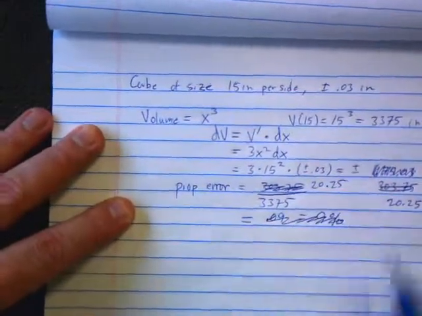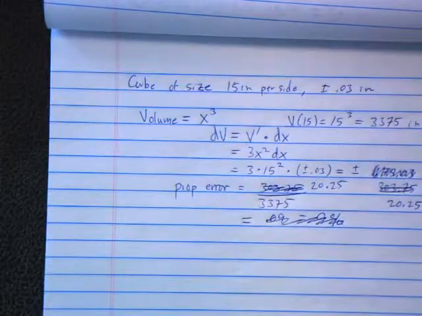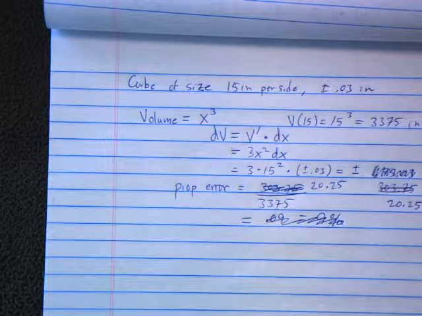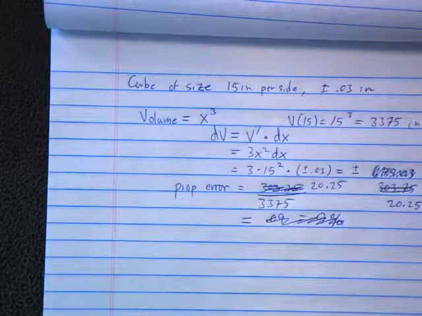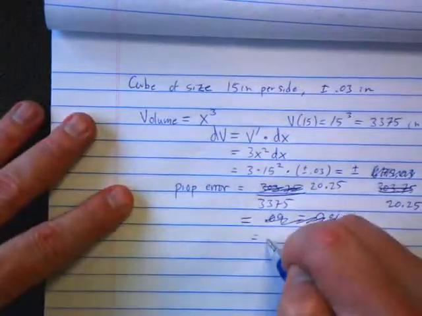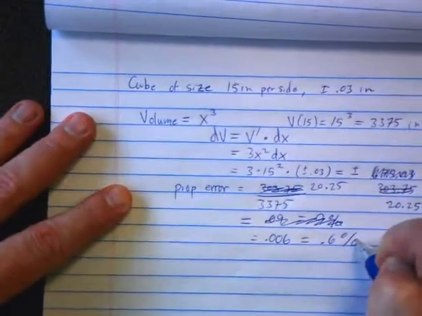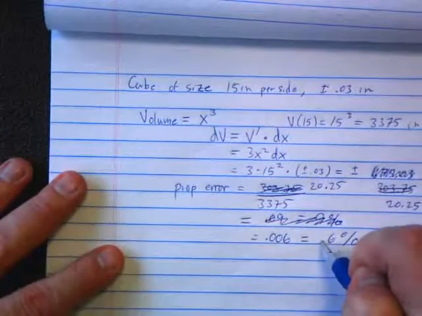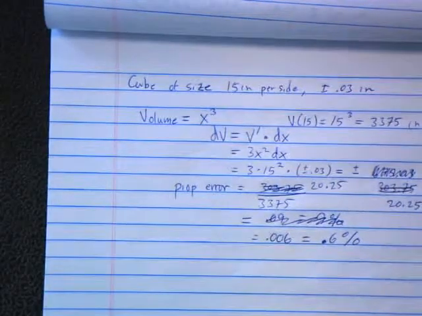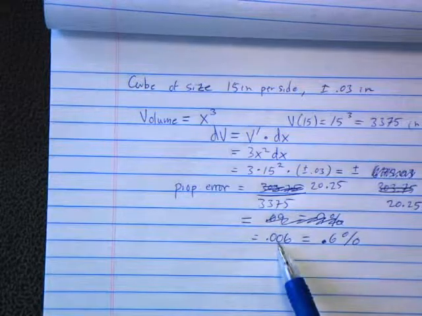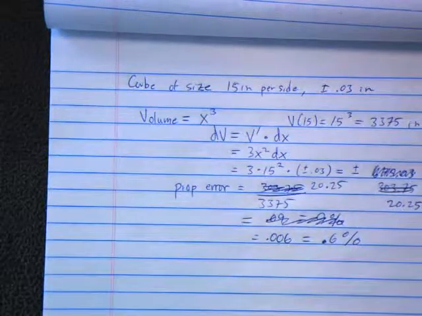All right, so now give me 20.25 divided by 3375. 0.006? Which means our error is only 0.6%. So there's our propagated error, 0.006. There's our percent error. So that's pretty good.